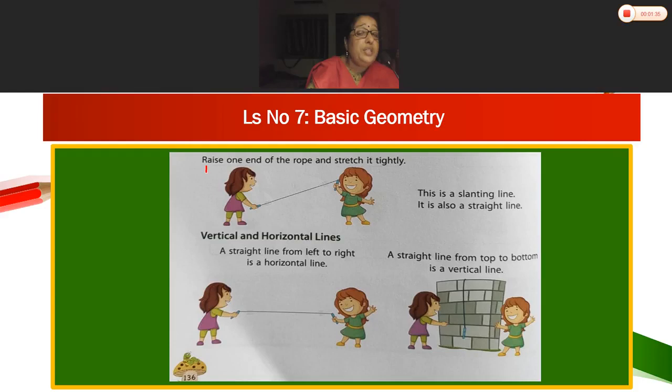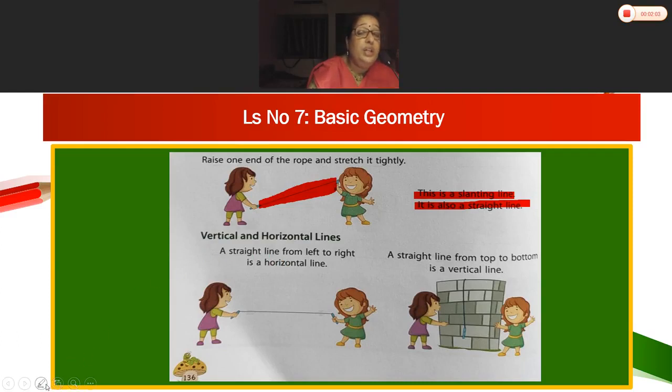Now raise one end of the rope and stretch it tightly. Now here you can see the girl. She is holding tightly. Okay. So this is a slanting line. Yes, the girl you can see with the color, and this is also a straight line. Yes, this is also a straight line.